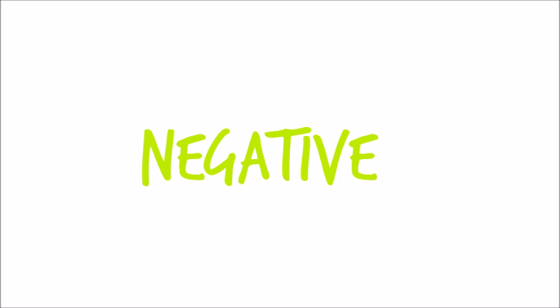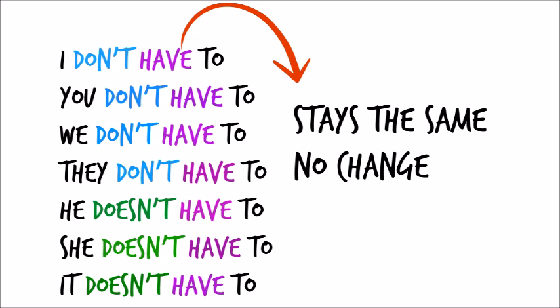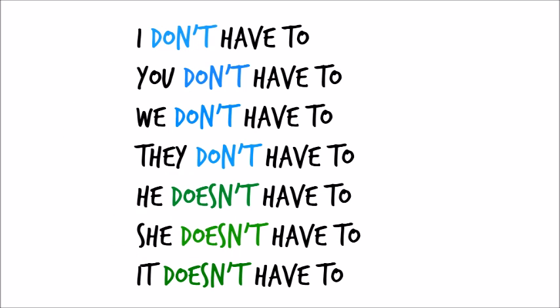Now, let's see the negative way. If you take a look, the verb have stays the same in every sentence, and that's because the only thing that has to change is the auxiliary do, not the verb have. I don't have to, you don't have to, we don't have to, they don't have to, he doesn't have to, she doesn't have to, and it doesn't have to. The only thing that changes is the auxiliary do or does, depending on the subject, but the verb have stays the same for every pronoun.